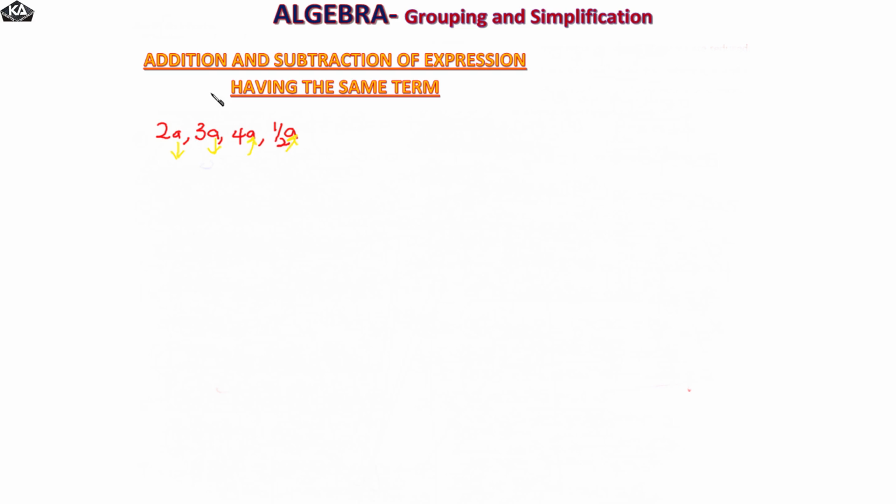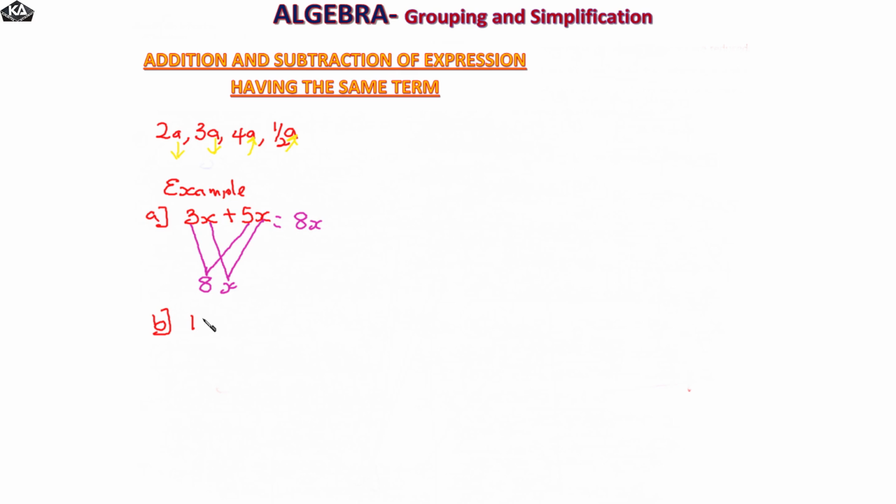Now, let's go to additions and subtractions of expressions having the same term. Example: 3x plus 5x. How do you go about this? You bring the coefficient of x, 3, and you add them up first, plus 5. That is 8. Now, you bring one of the x. Then your final answer will be 8x.